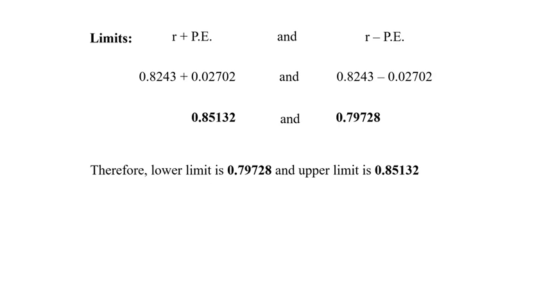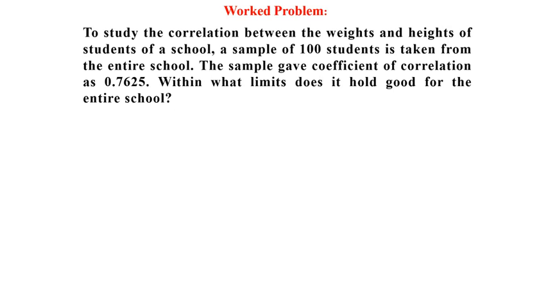Okay, going forward. Next problem: to study the correlation between the weights and heights of students of a school, a sample of 100 students is taken from the entire school. The sample gave a coefficient of correlation as 0.7625. Within what limits does it hold good for the entire school?